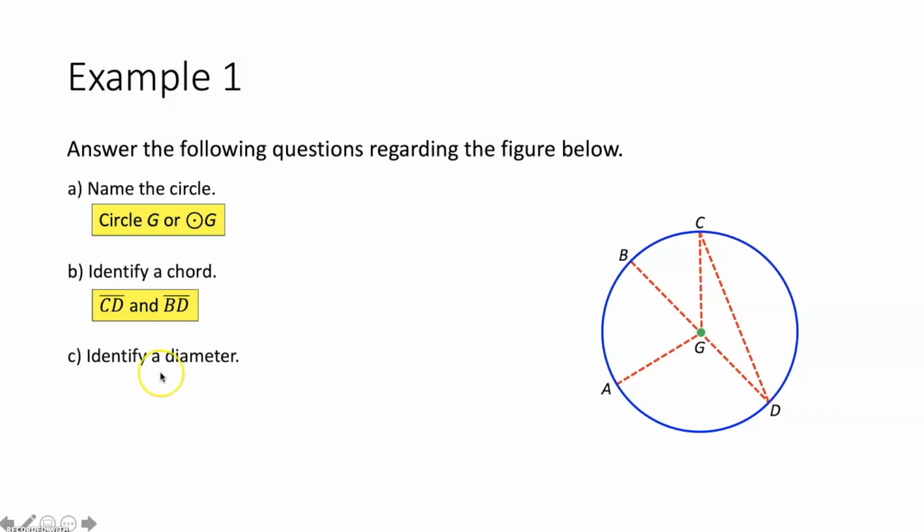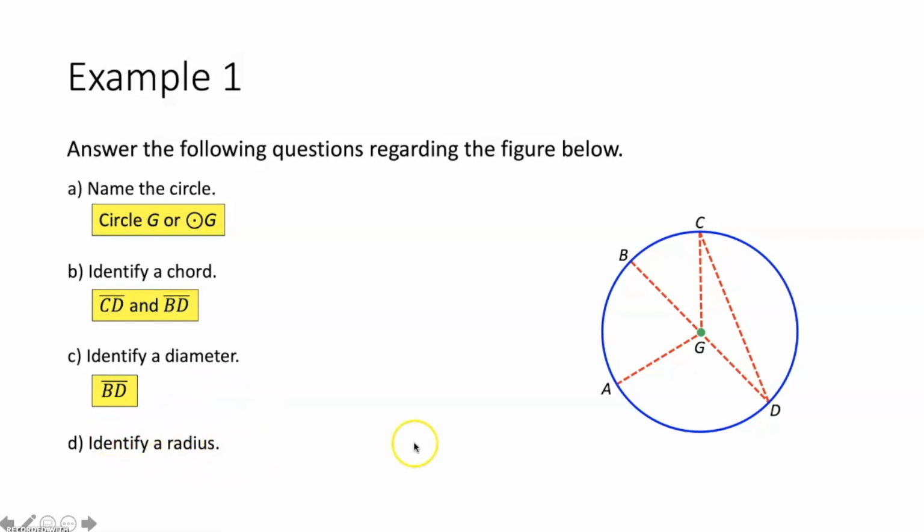Part C says identify a diameter. Well, we already did, remember? When we talked about a chord that passed through the center of the circle, that would be segment BD. And because that appears to be the only chord that passes through the center of the circle, that would be your only diameter here.